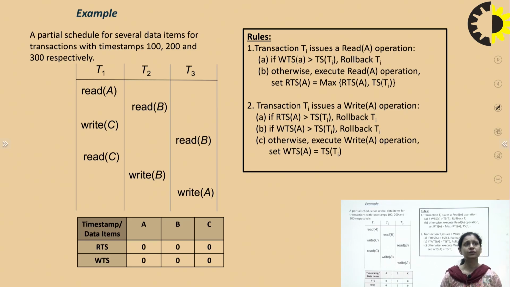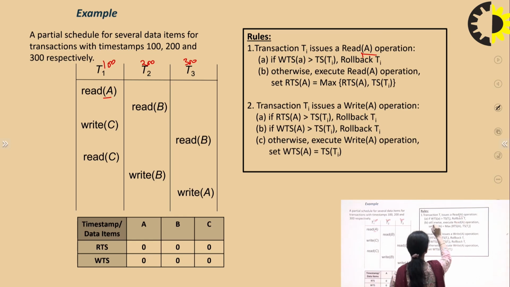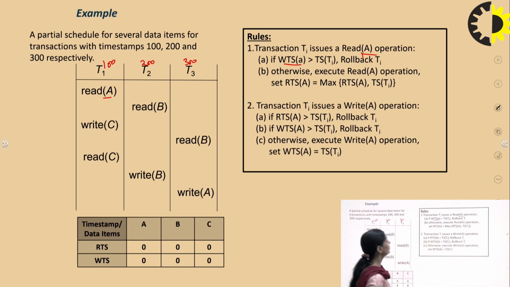We have different rules written over here and we have three transactions. The timestamp of T1 is 100, the timestamp of T2 is 200 and the timestamp of T3 is 300. T1 is first reading the variable A. When the transaction is reading a variable A, it checks whether the write timestamp of A is greater than the timestamp of Ti. The write timestamp of A is 0 over here. Is it greater than 100? No, it is not greater than 100.